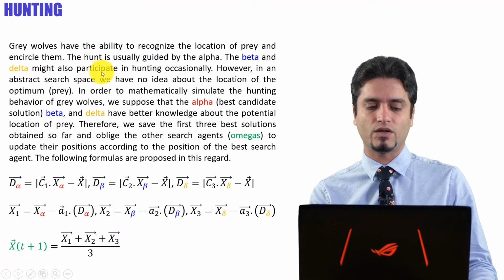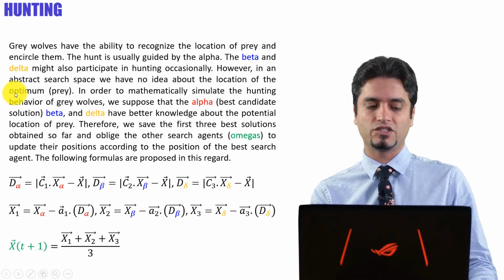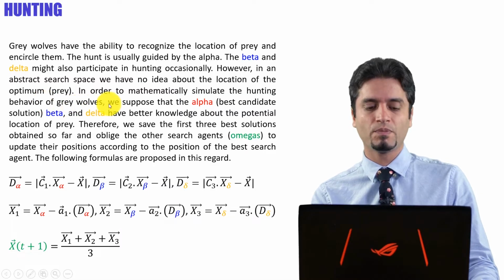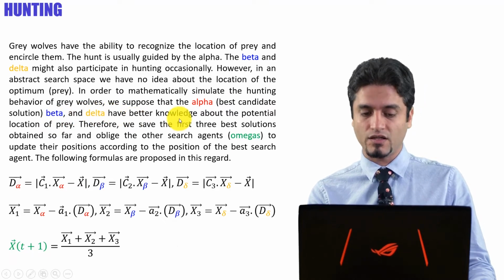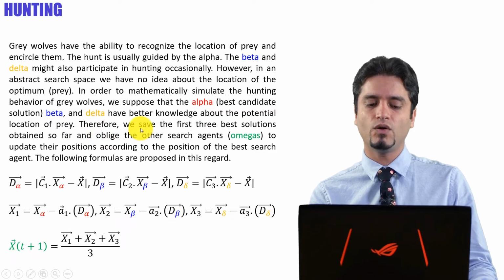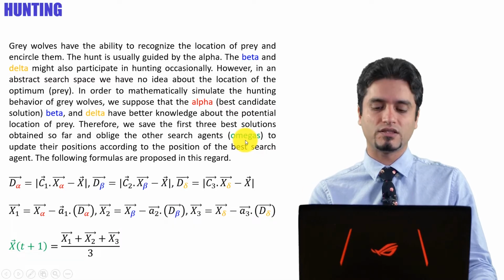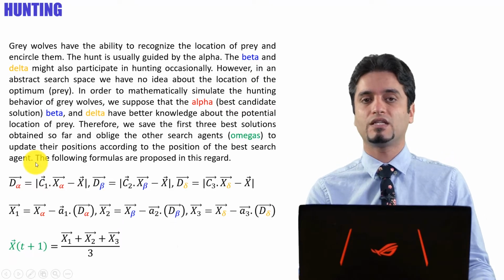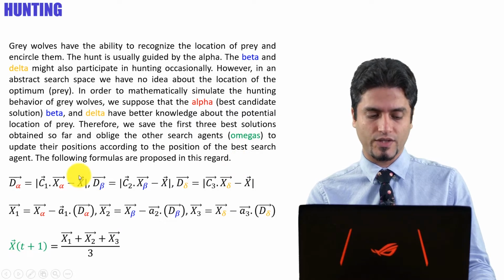The beta and delta might also participate in hunting occasionally. However, in an abstract search space, we have no idea about the location of the prey or the optimum. In order to mathematically simulate the hunting behavior of gray wolf, I suppose that the alpha, or best candidate solution, beta and delta have better knowledge about the potential location of the prey. Therefore, we save the first three best solutions obtained so far and oblige the other search agents, which are the omegas in this case, to update their positions according to the position of the best search agents, or basically the estimated position of the prey. The following equations are proposed in this regard.